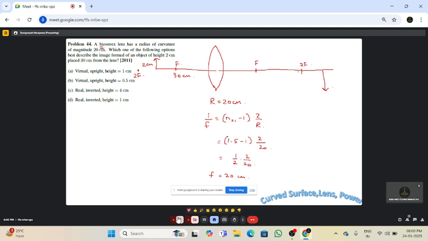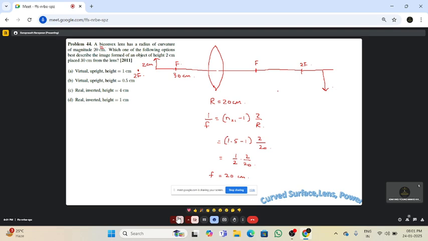At 2f, if the object is there, the image will form here at 2f. At f, if the object is there, the image will form at infinity. Between f and 2f means beyond 2f. Here, if the object is beyond 2f, the image will be found between f and 2f. You must have studied these basic 6 cases in 10th standard.